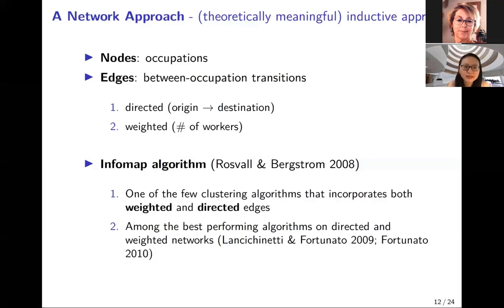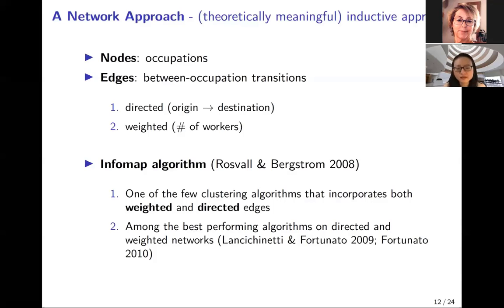We're going to apply something called the InfoMap algorithm, which is a community detection algorithm. For those of you who have some background in network science, the method for discovering modules or clusters in the network is called community detection. We chose InfoMap because it's one of the few clustering algorithms that performs very well with weighted and directed edges, although it doesn't have to be weighted and directed. And second, computationally, it's one of the best performing algorithms so far.